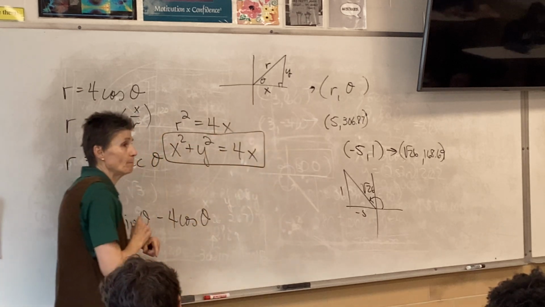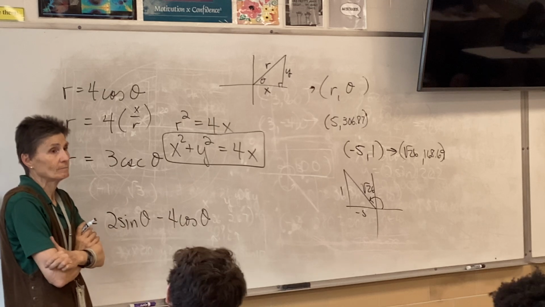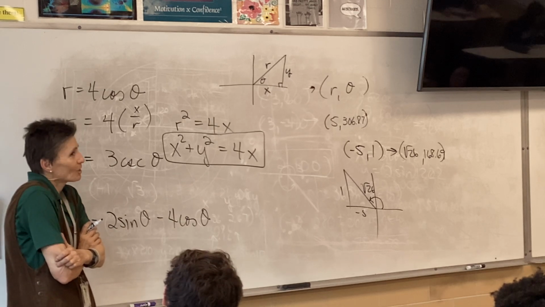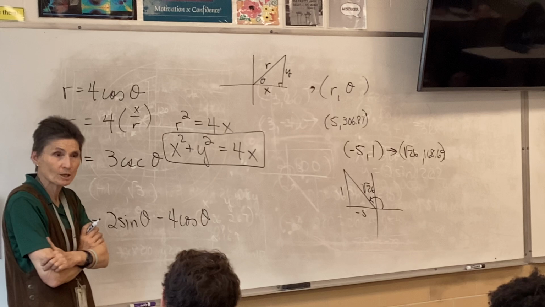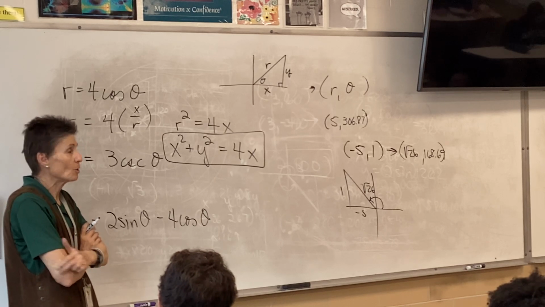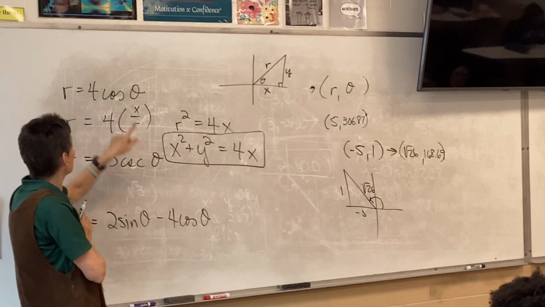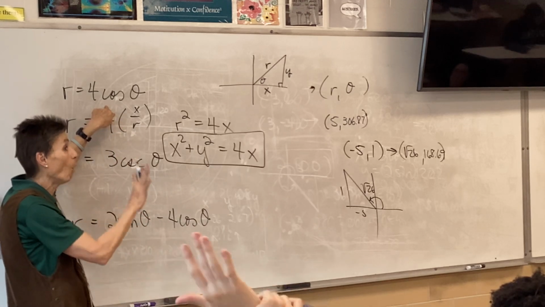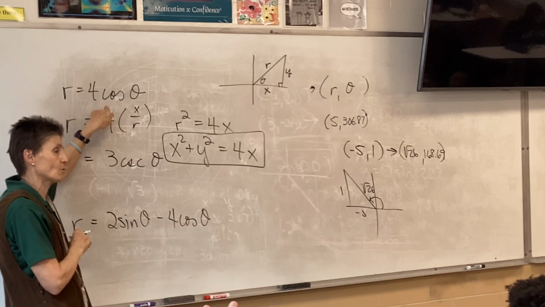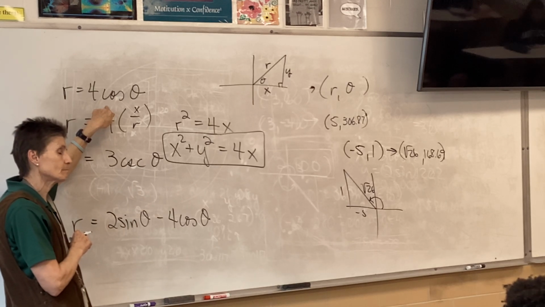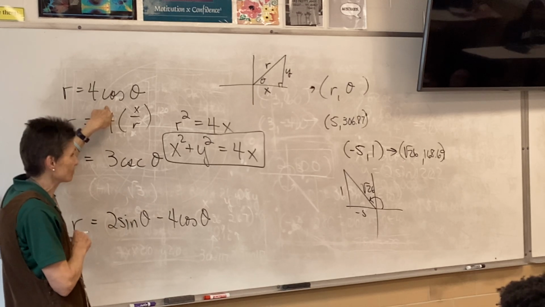What are the variables in that equation? Cartesian. That's your Cartesian equation. Anybody know what shape that is? You should know. That's a circle. So this right here is the polar form of a circle. You don't need to memorize that.